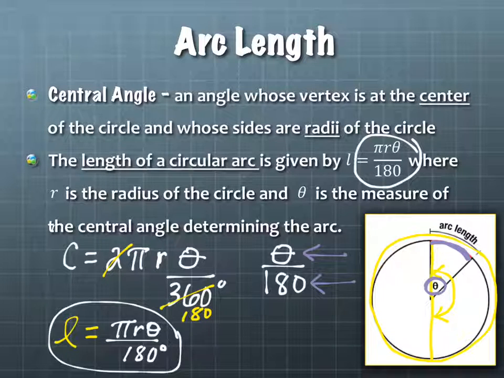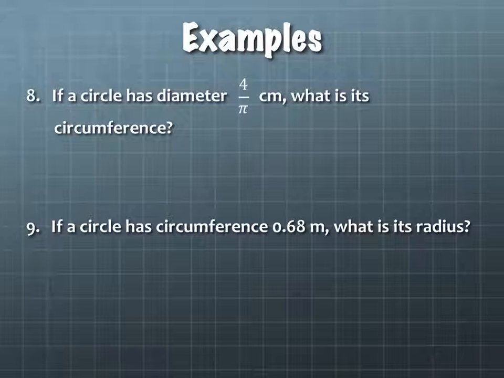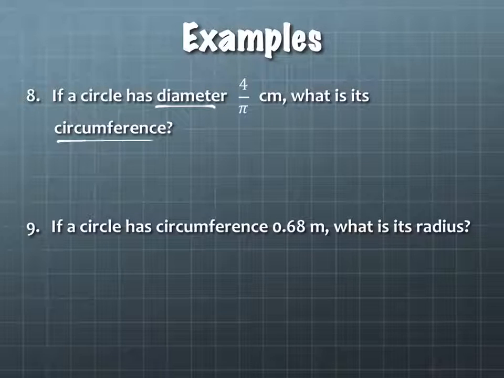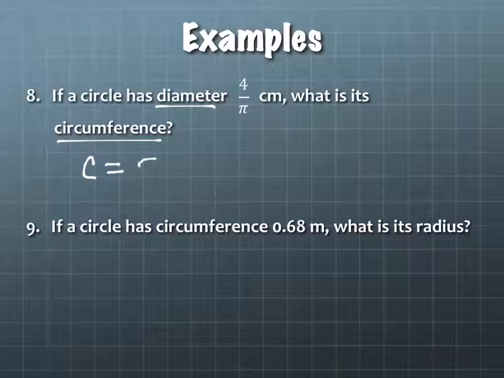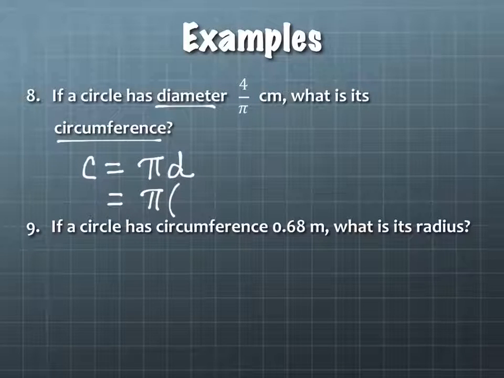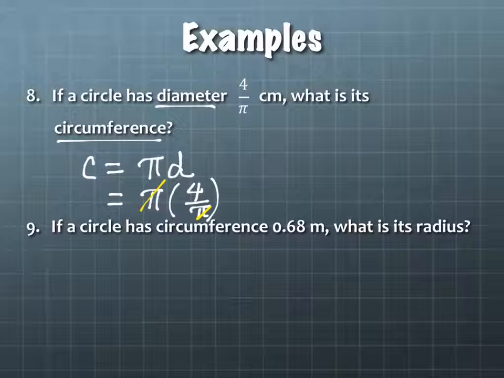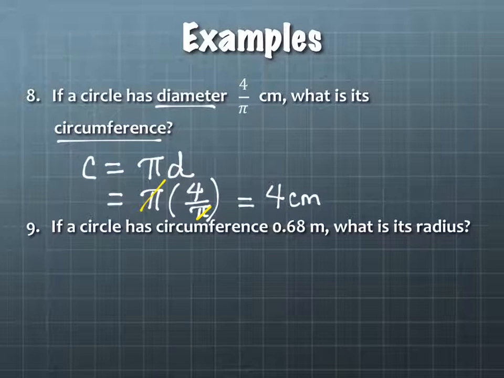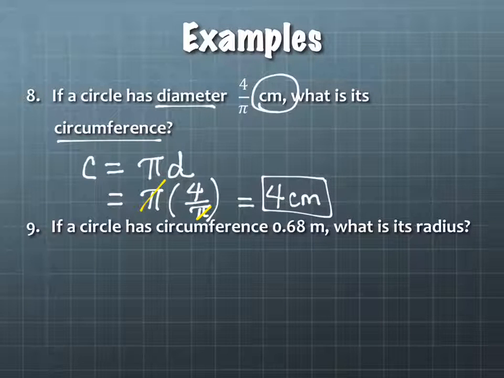Super real life, yeah. All right, let's do an example. We have a circle with a diameter of 4 over pi centimeters. The question is, what is the circumference? What is the formula that relates the quantities in this word problem? The circumference equals pi times the diameter. This is actually a beautiful thing, because when I put the diameter in, the pi's cancel. And all we're left with is a 4. And 4 what? Centimeters. Make sure you're using the units given in the problem.